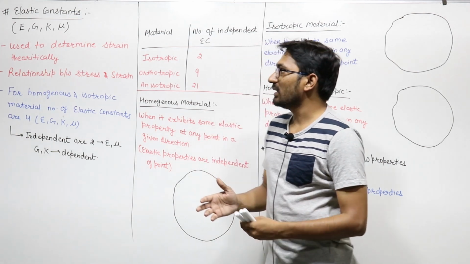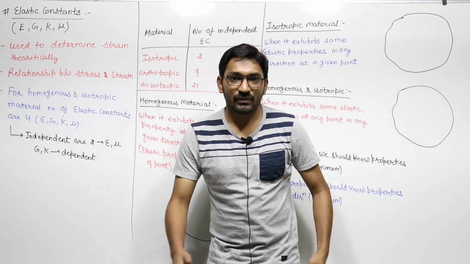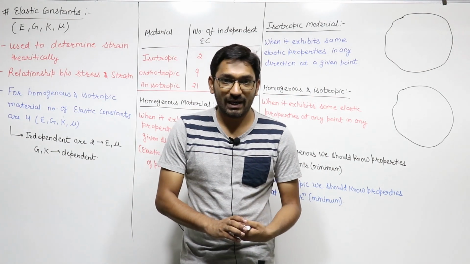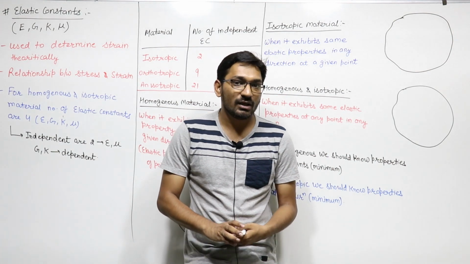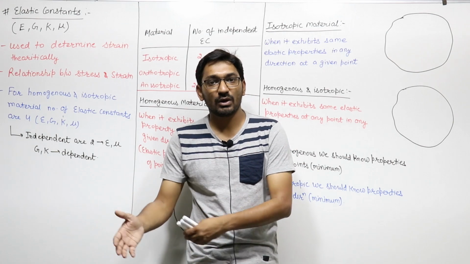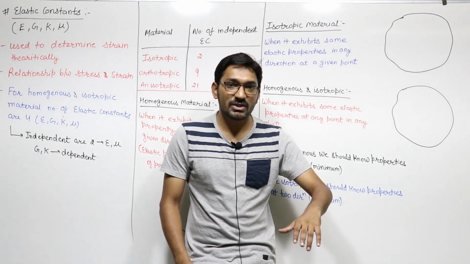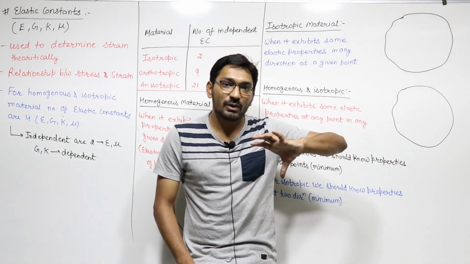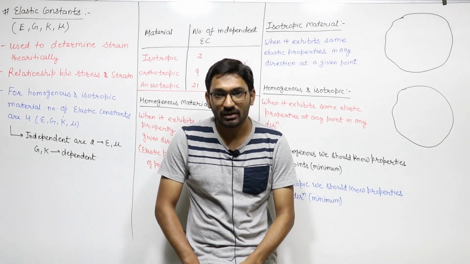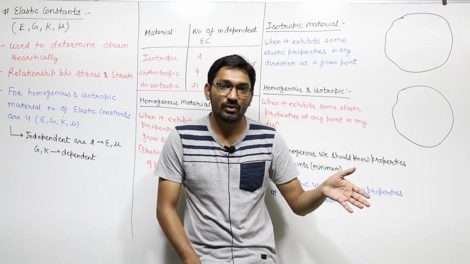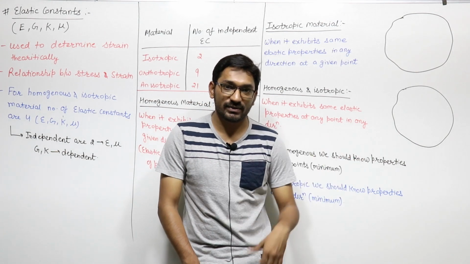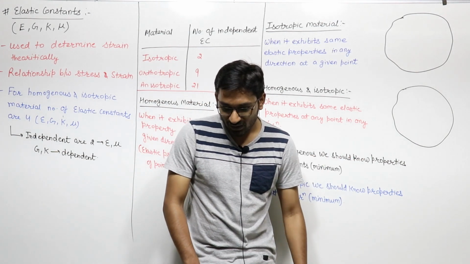Let us see what is the meaning of elastic constants. We already covered the types of strains, that is your normal strain, longitudinal, lateral and volumetric, and the shear strain. And we see that the normal strain will be able to change the dimensions of the cross section, and the shear strain will help to change the shape of the cross section, not the dimensions.